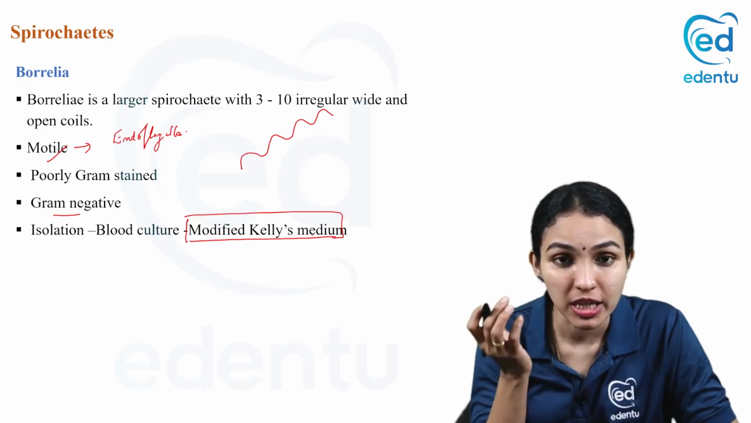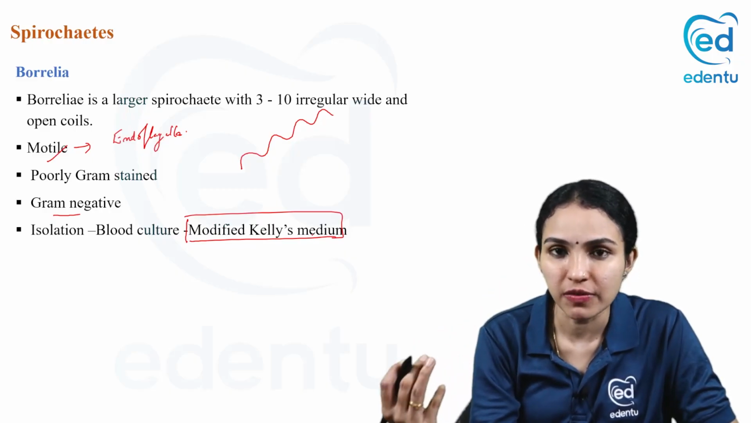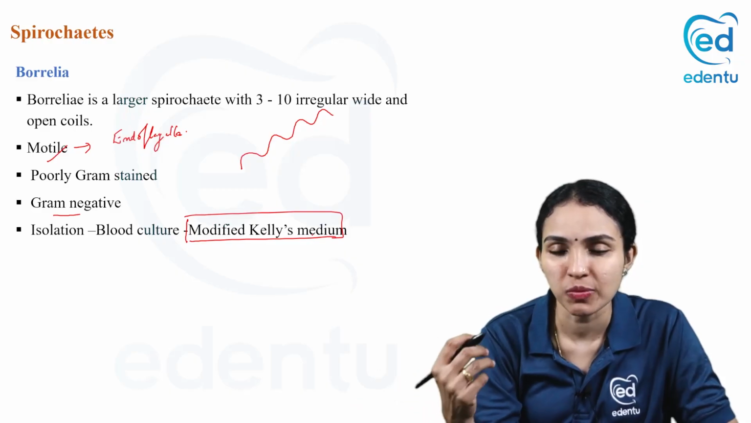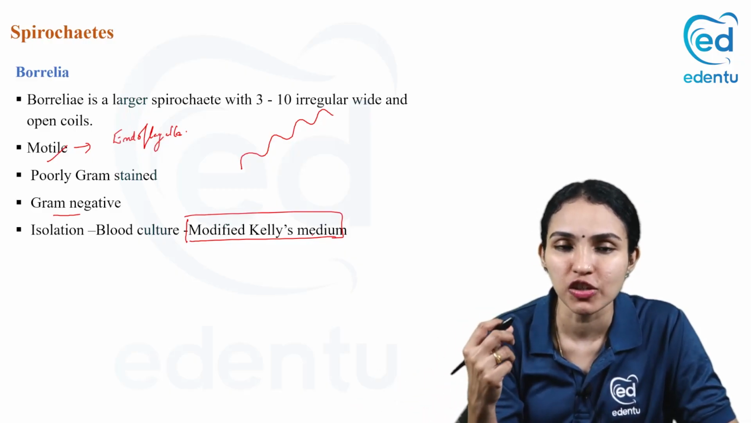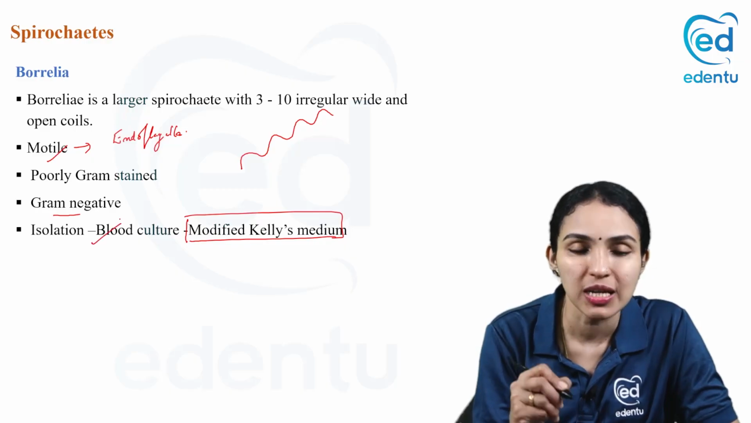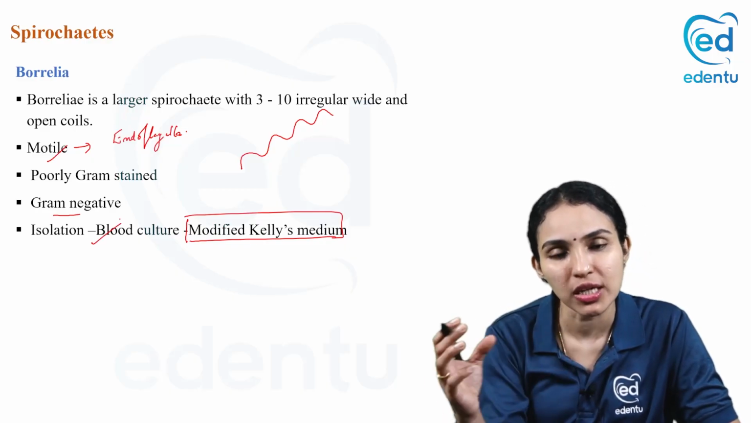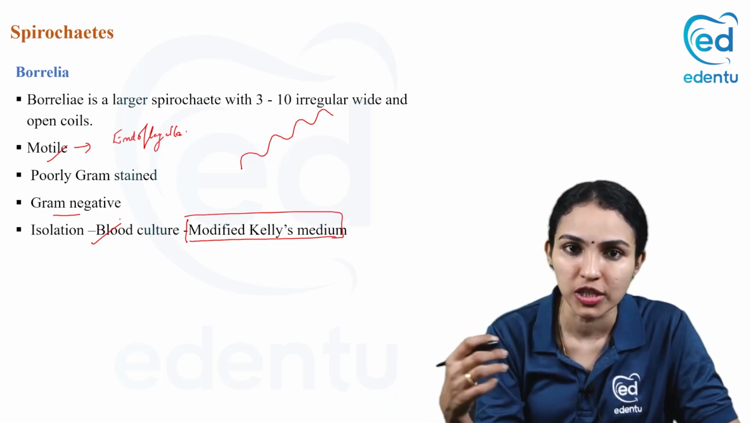In Treponema, you can't do culture in artificial medium. We can't cultivate Treponema in artificial culture medium. But for Borrelia, we have a special kind of medium called modified Kelly's medium. And what do you use as the sample? The sample is blood culture because this is basically a bloodstream infection. The organism gets into the blood and goes to different organs.